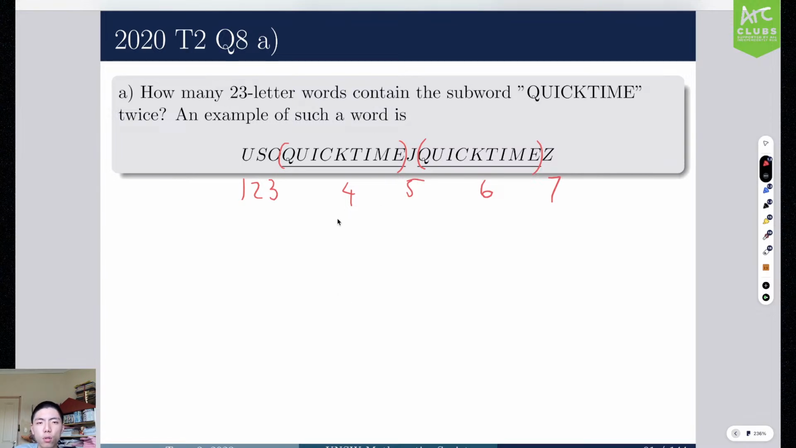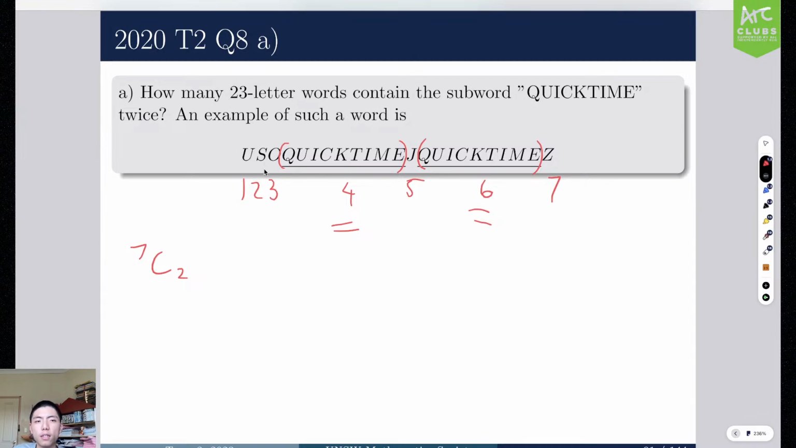Now, how do we do this? Well, because these two QuickTimes are identical to each other, what we need to do is just choose out of the 7 possible locations 2 places for the QuickTimes to go. After that, we have 5 letters left over, right? So U, S, O, J, and Z, that would be our 5 letters left over. They can be any letter from the 26 letters in the English alphabet, right? Because there is no other way that we can make QuickTime, because we don't have enough letters and there are no funny things that happen when you tack on letters to the end or to the beginning of anything.